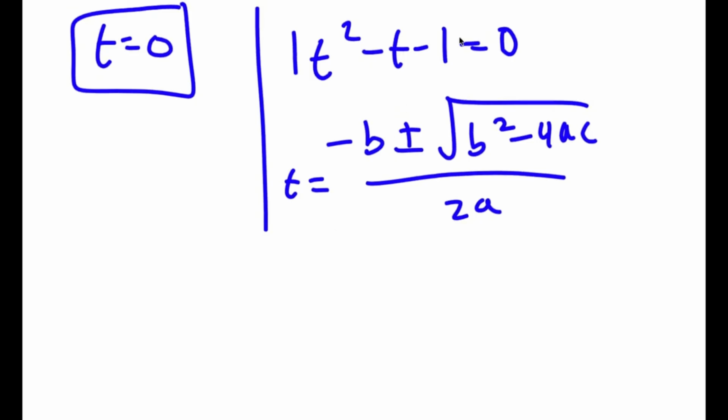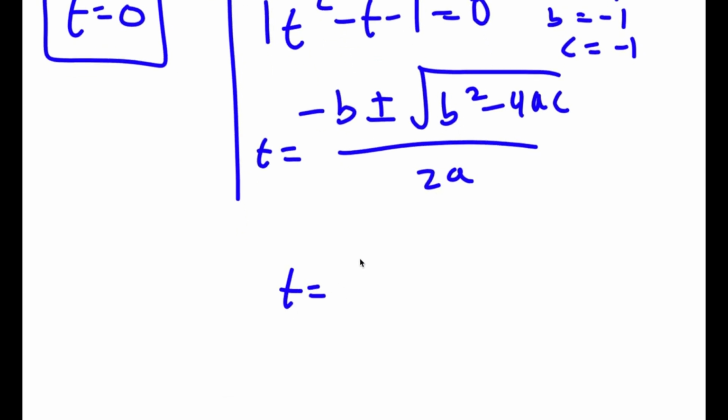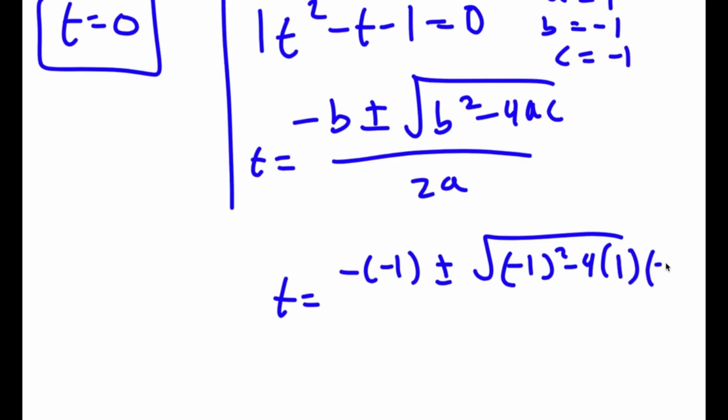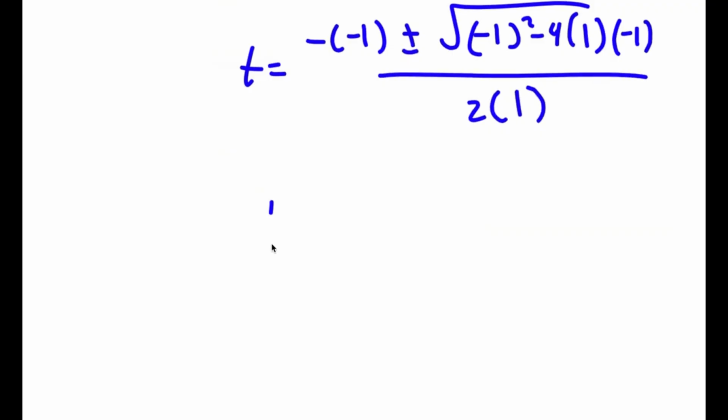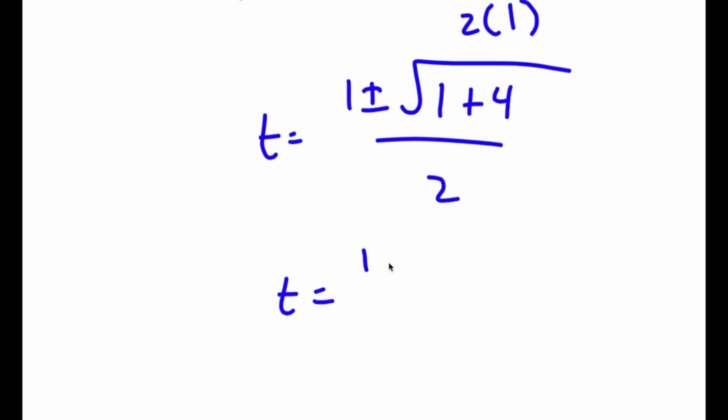So in this case, a is equal to 1, b is equal to -1, and c is equal to -1. So I have t is equal to -1 plus or minus the square root of -1 squared minus 4 times a, which is 1, times c, which is -1. And I have all of this over 2a, so 2 times 1. So now this simplifies to 1 plus or minus the square root of 1 plus 4 over 2, which simplifies to 1 plus or minus the square root of 5 over 2.